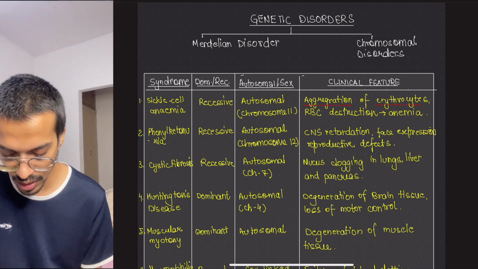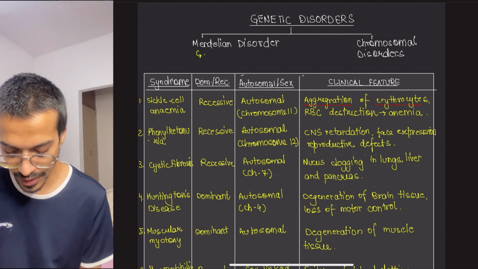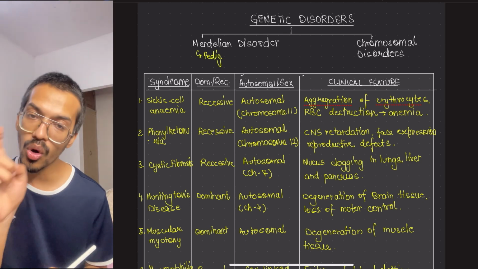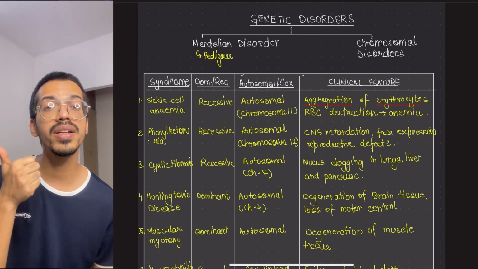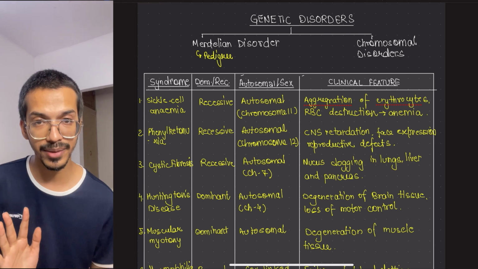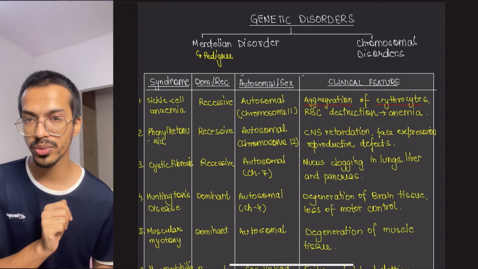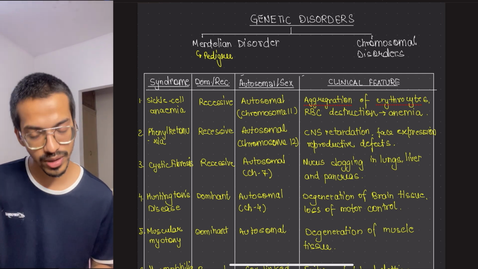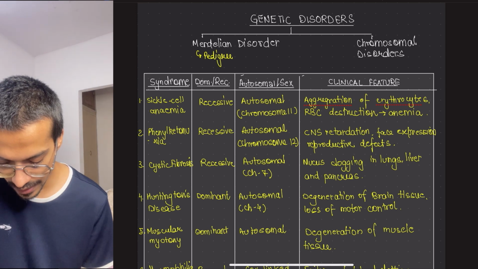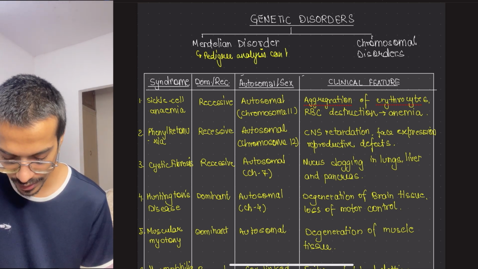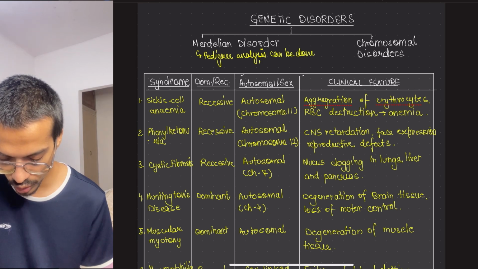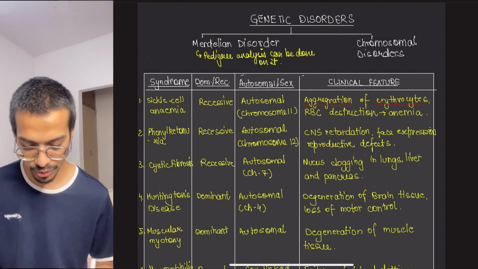If the pedigree will work, it means you can use this pedigree analysis for these diseases, which show characteristics of dominant, recessive, autosomal or sex linked. Because chromosomal disorders don't show them, they are chance mutations that occur. So pedigree analysis can be done on Mendelian disorders, and we can find out with the pedigree. One by one we're going to see them.